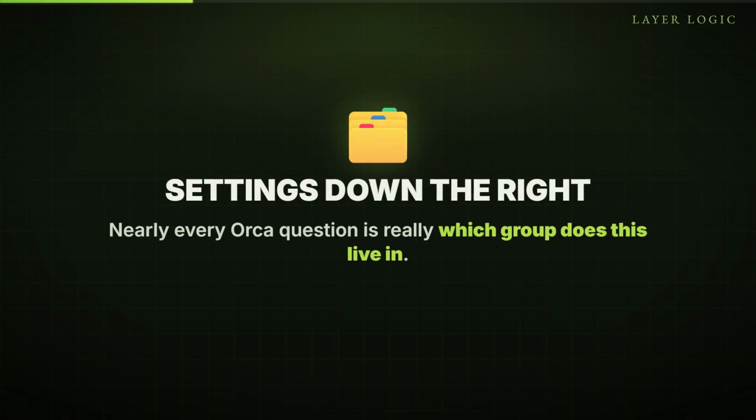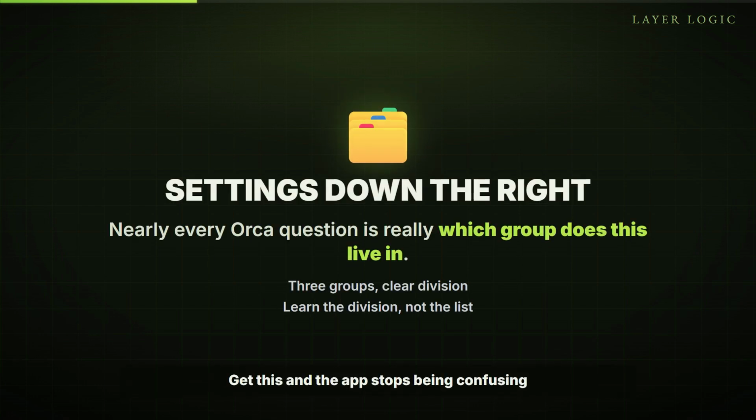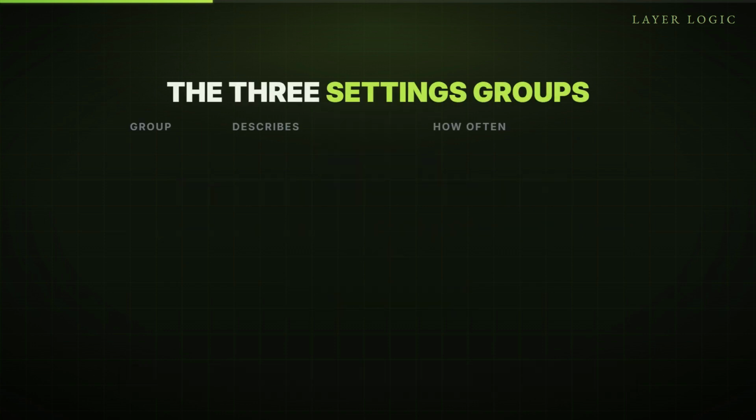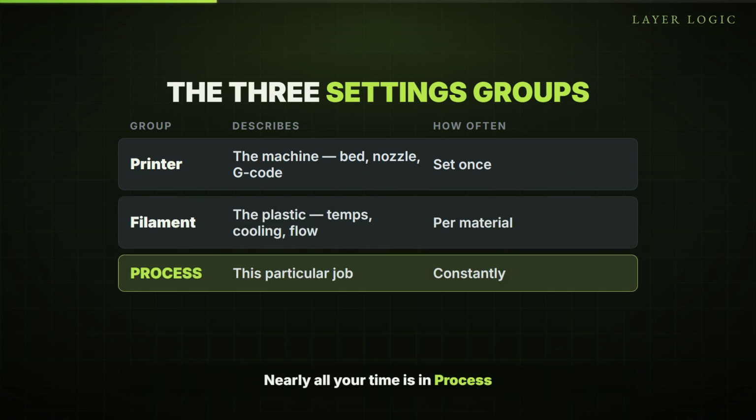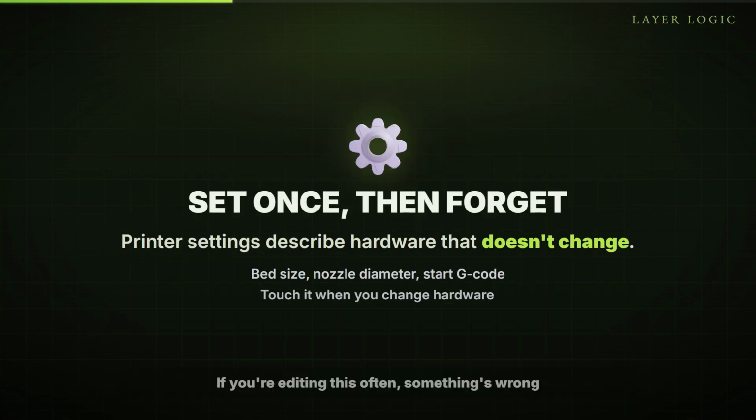Down the right are the 3 settings groups, and this is the part worth understanding properly, because almost every question about Orca is really about which group a setting lives in. Printer settings describe the machine itself, bed size, nozzle diameter, and the start and end G-code. You set these once and mostly forget them. Filament settings describe the plastic, temperatures, cooling, flow. Process settings describe how to print this particular object, and that is where you will spend nearly all your time.